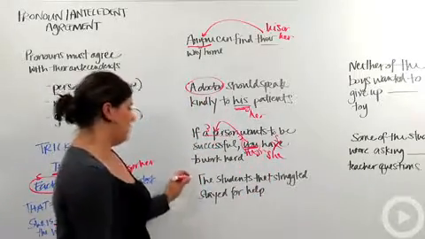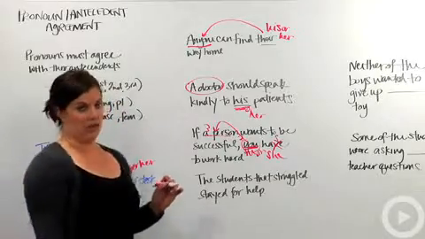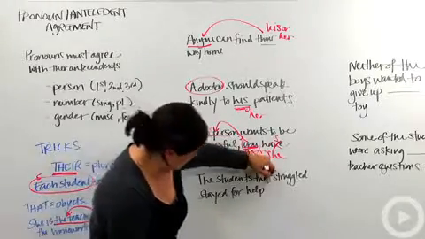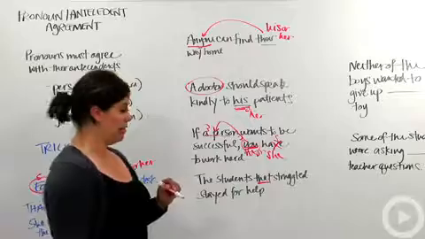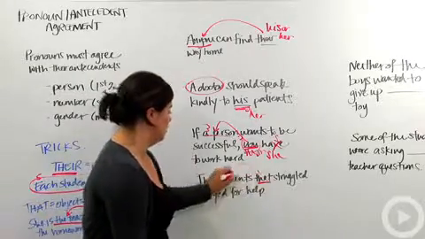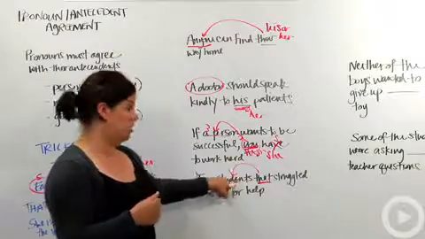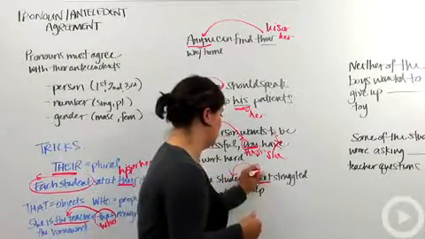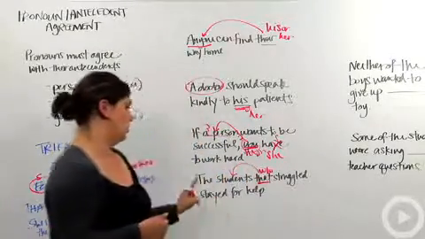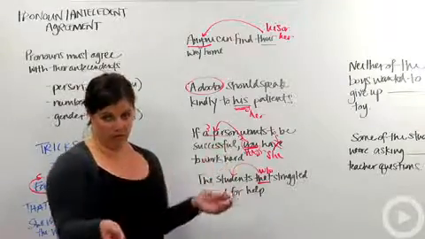All right, and finally we've got the students that struggled stayed for help. So our pronoun is that. That's a relative pronoun referring back to students, and this is one of those tricky ones. Students are people. So we've got to shift this to who. The students who struggled stayed for help.